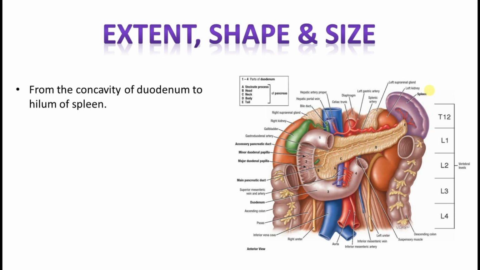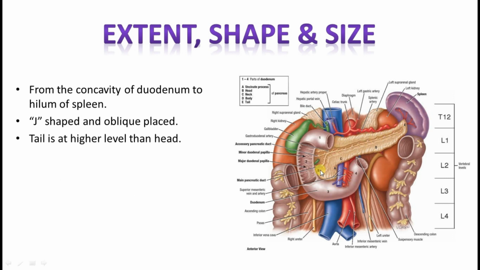So that's what I told you. From the concavity of the duodenum to the hilum of the spleen is the extension of the pancreas. It is a roughly J-shaped organ. You are able to see here, and it is obliquely placed. As I told you, the tail is at a higher level than the head of the pancreas, and mostly it extends from L1, L2 to L3 vertebra. So the vertebral level is from L1 to L3. That is the vertical extent of the pancreas.